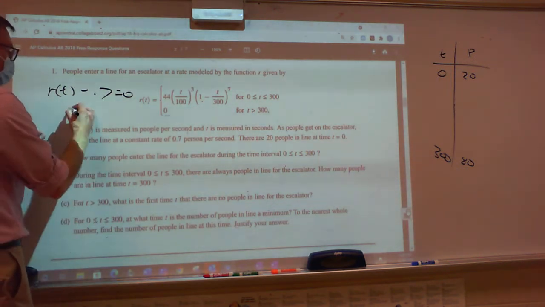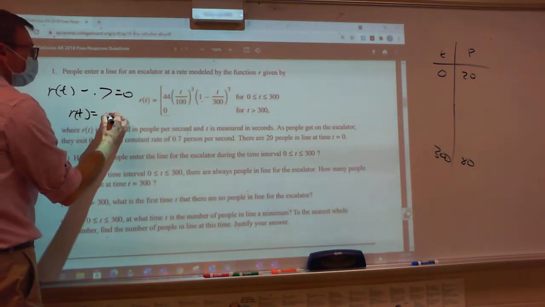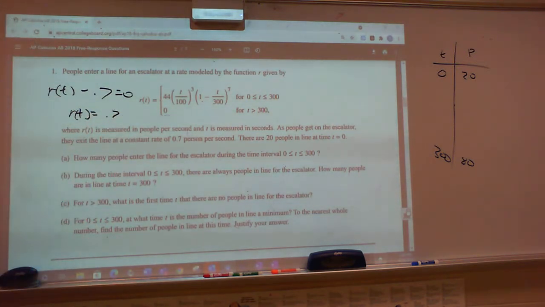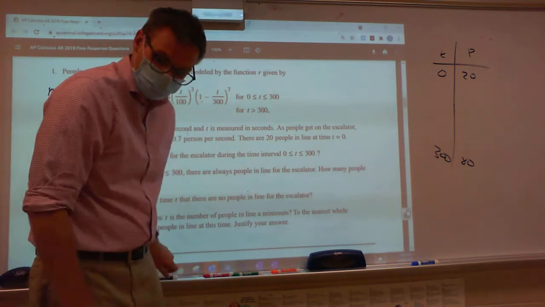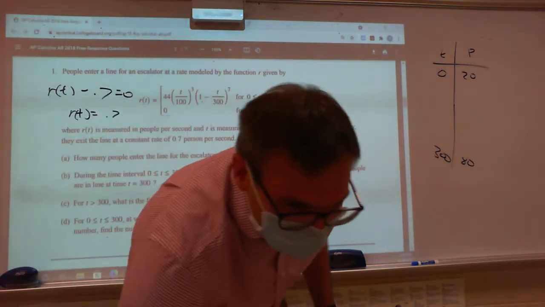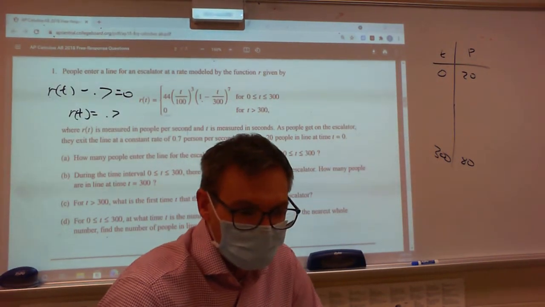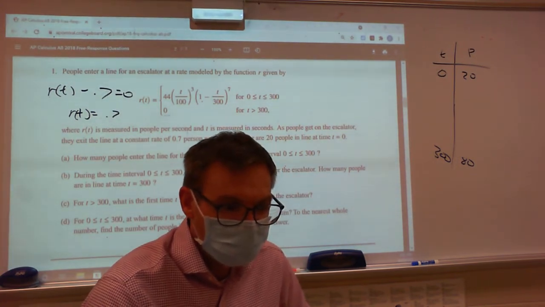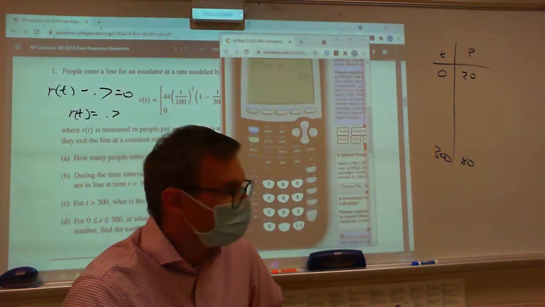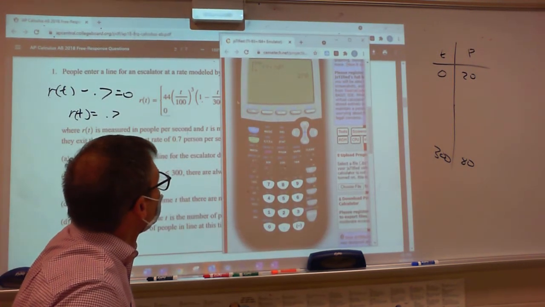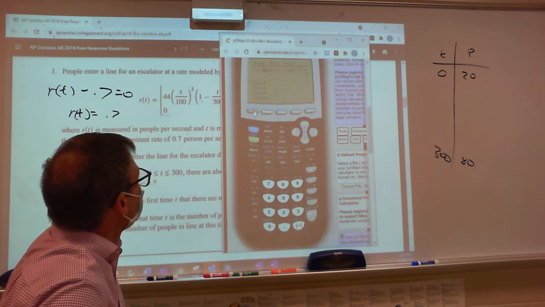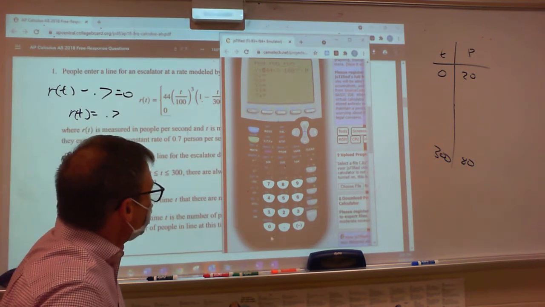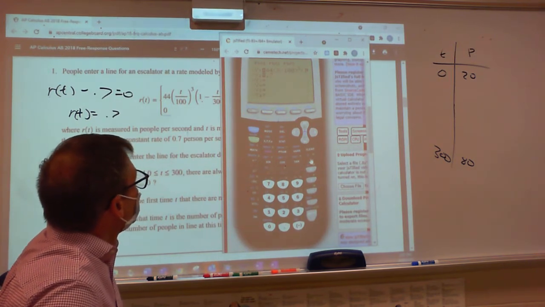And so I need to find out where R of t is equal to 0.7. How do we do that? Shove it into a calculator. You graph stuff. So you graph R of t, you graph 0.7, you find the intercept. But that's like really hard. Let's see how hard that is. Oh, never mind, that's not hard at all. So we're going to graph 0.7.